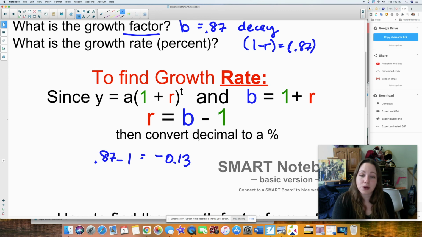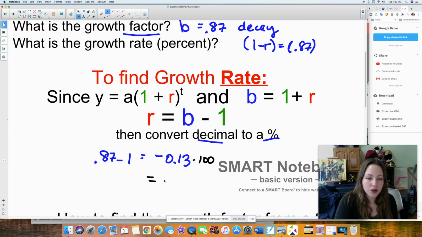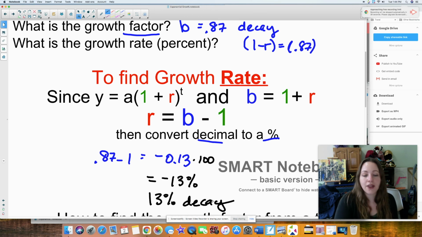But this is the decimal, and I have to convert it to a percent. So you multiply by 100, and it equals negative 13%, or 13% decay. And that is how you find the growth rate and percent.